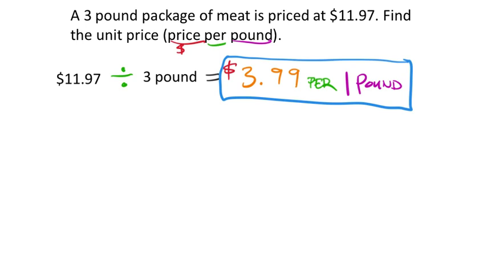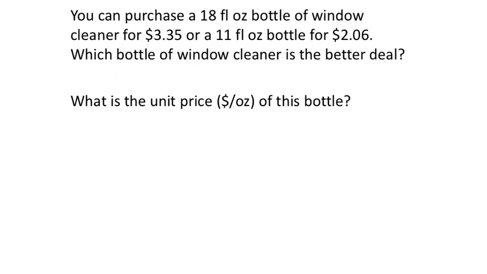Last thing I'm going to mention here is unit price or unit rate. A unit rate is where one of the values is 1. So here you can purchase an 18 fluid ounce bottle of window cleaner for $3.35 or an 11 fluid ounce bottle for $2.06. Which bottle of window cleaner is the better deal?